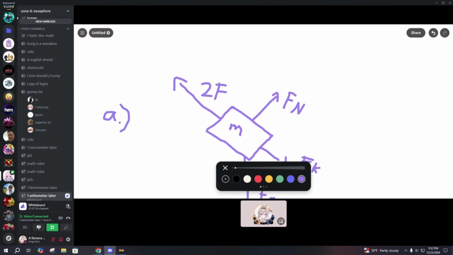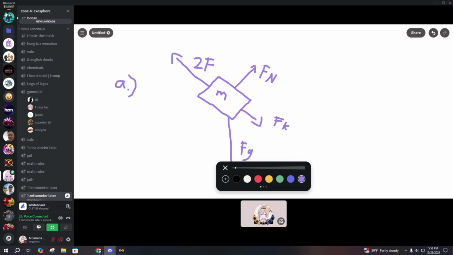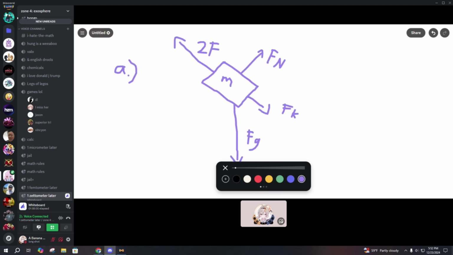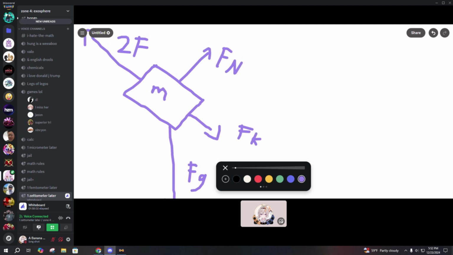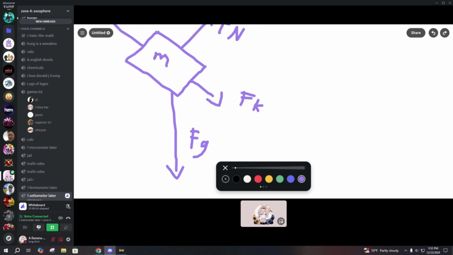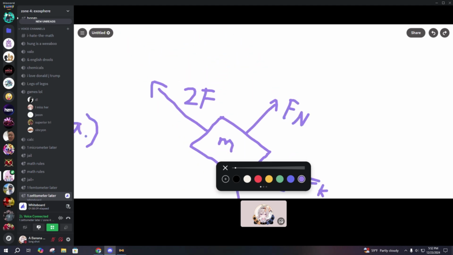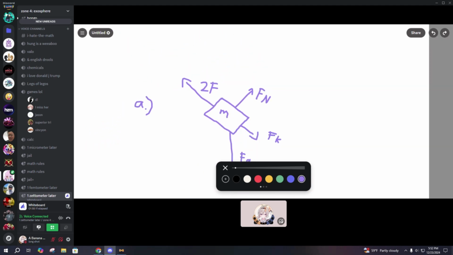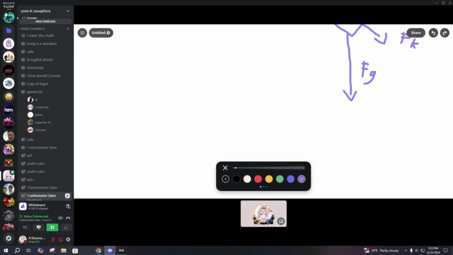FGX combined with FK would be about like 2F's length because it's constant velocity, so that's how I scaled it. Some of FG goes into the normal force, but some of FG also goes into FGX, which, combined with FK, should be 2F because it's moving at constant velocity, so that's why I scaled it how I scaled it.